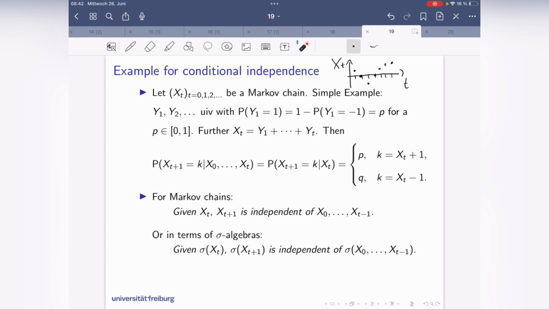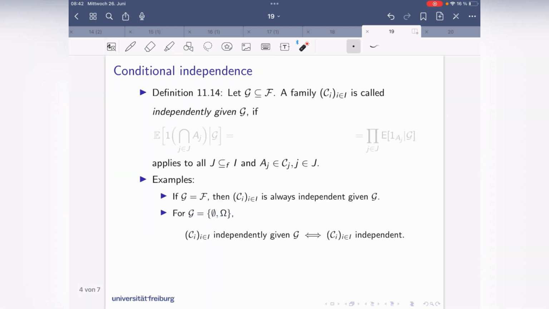And of course, we have a version using random variables and a version using sigma algebras. Given sigma of x_t, sigma of x_{t+1} is independent of the past, given by sigma of x_0 up to x_{t-1}. Here's a typo. And this here is conditional independence.